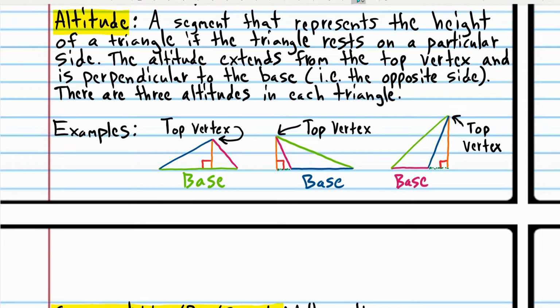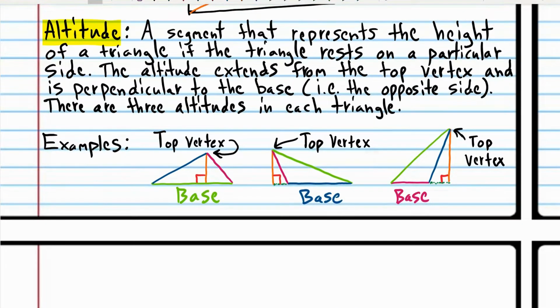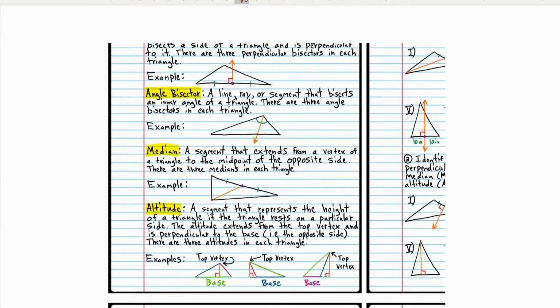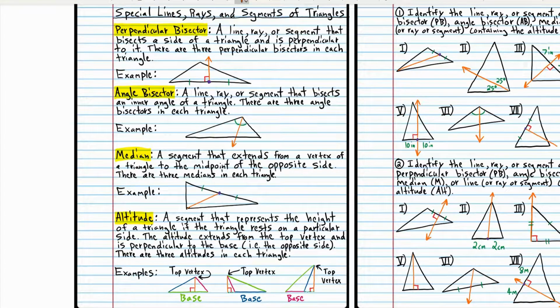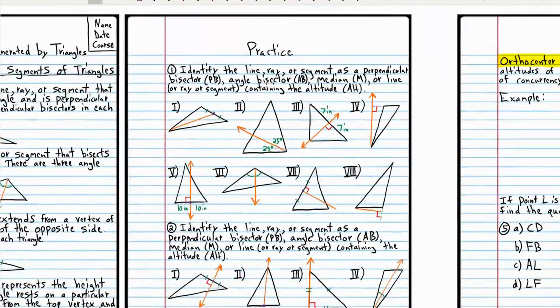Now I want you to be aware that we're oftentimes considering lines, segments, or rays that contain the altitude. What I mean by that is we might have a line that extends beyond the altitude, but the altitude is inside the line. So I know it's a little confusing to think of it that way, but go ahead and take screenshots of these special lines, rays, or segments. So be sure and get a screenshot of that because I don't want to have to go back to it. And we're now going to do some practice.